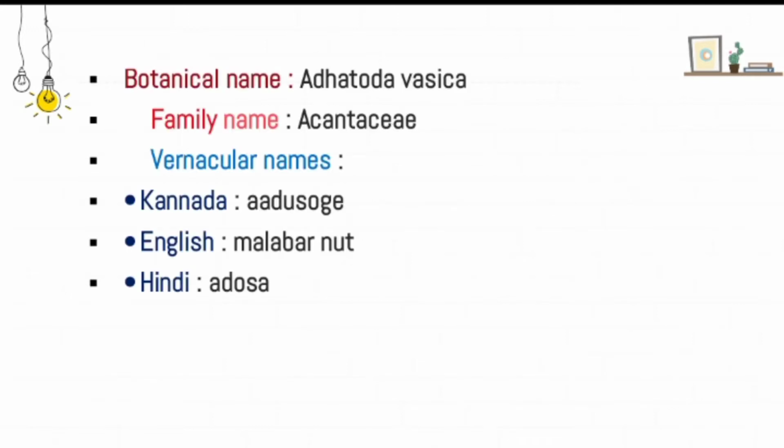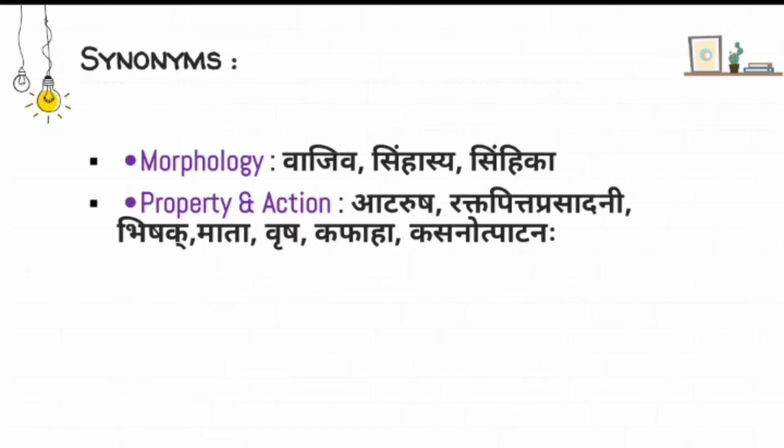Next, what is the botanical name? Adhatoda vasica is the botanical name, belonging to the family Acanthaceae. Now the vernacular names, how it is called regionally. In Kannada we call it Adusoge, in English Malabar nut, and in Hindi Adosa. And the synonyms of Vasa are based on morphology: Vajidanta, Simhasya, Simhika; and based on property and action: Atarusha, Raktapitta Prasadhani, Bishak, Mata, Vrusha, Kafaha, Kasanotpatanaha.